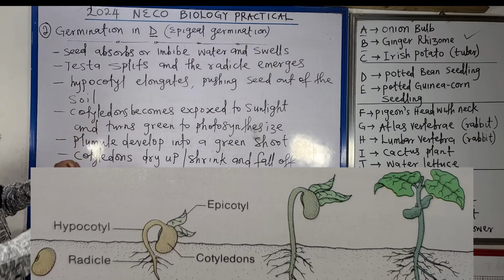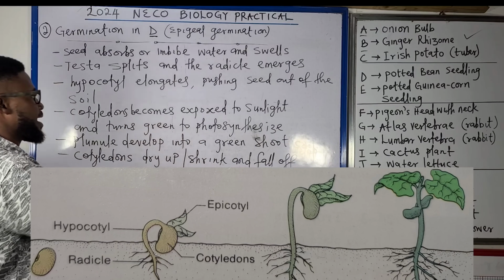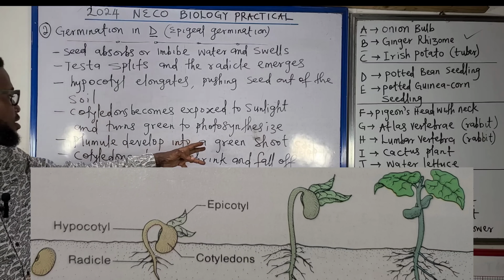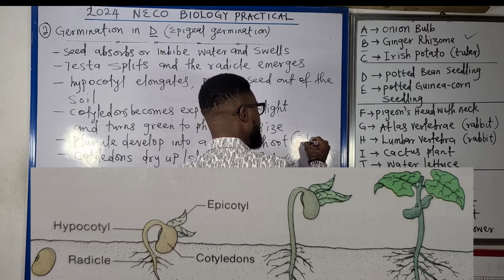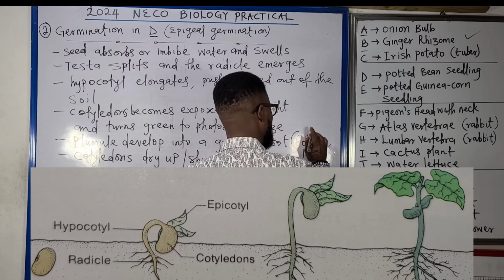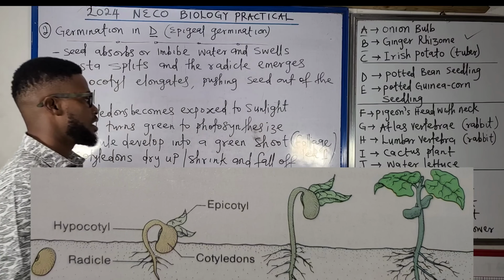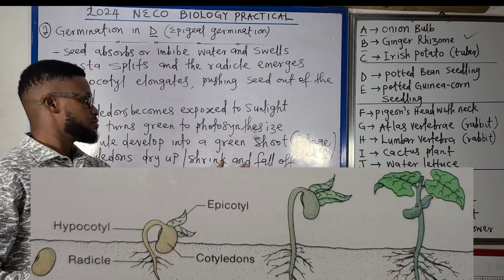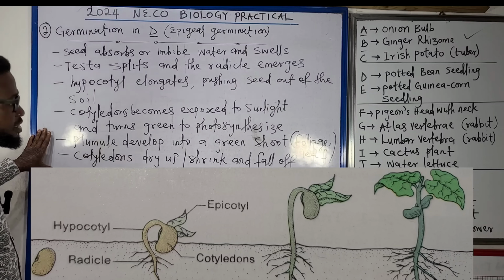Now the cotyledons are exposed to sunlight, and eventually they turn green to be able to photosynthesize. The plumule develops into a green shoot, that is, a foliage leaf. With time the cotyledons dry up, shrink and fall off. So that is what epigynous germination entails.